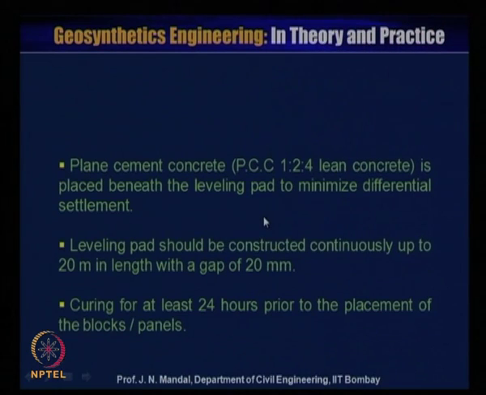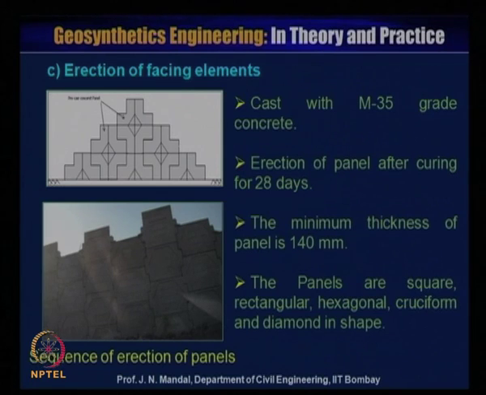Now, plain cement concrete or PCC 1:2:4 lean concrete is placed beneath the leveling pad to minimize the differential settlement. Leveling pad should be constructed continuously up to 20 meter in length with a gap of 20 millimeter, and curing for at least 24 hours prior to the placement of the block or the panel. So, here you can see the erection of the facing element.